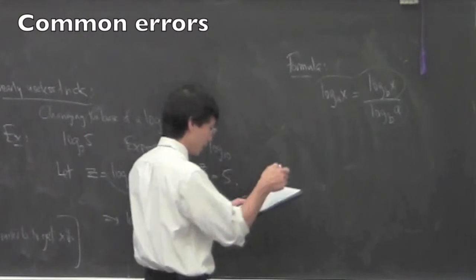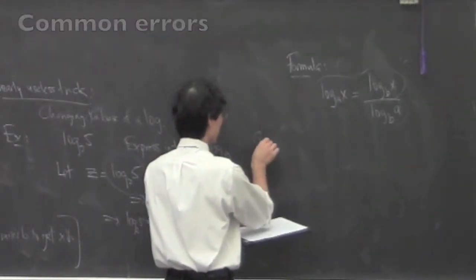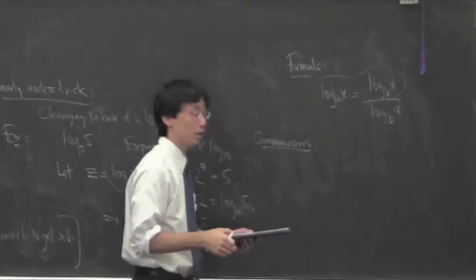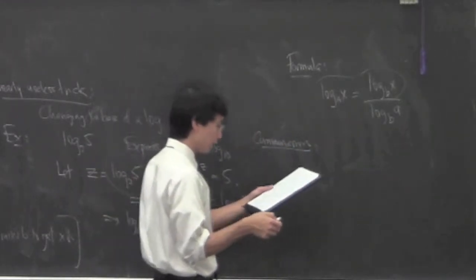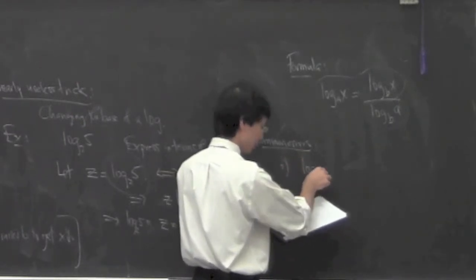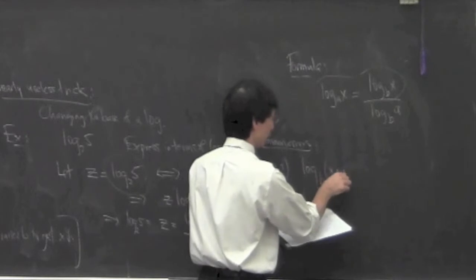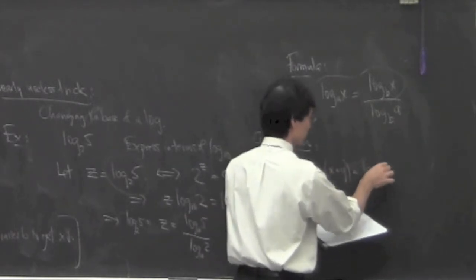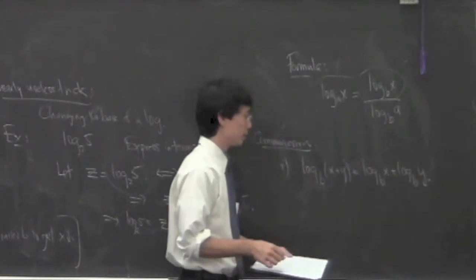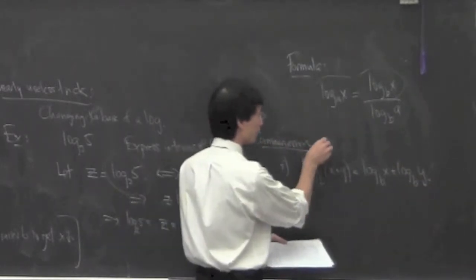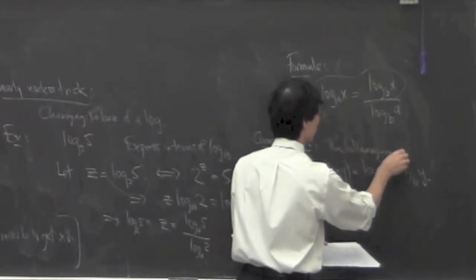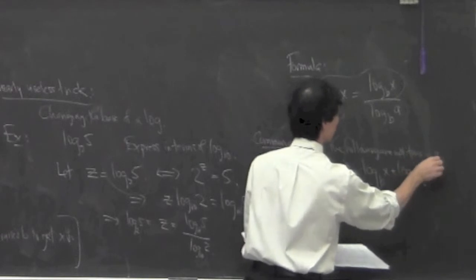Okay, let me put up some common errors that the book lists. Common errors that people make dealing with the log. First, sometimes people think that the log of the sum is the sum of the logs. So, the following are false. They are not true in general.